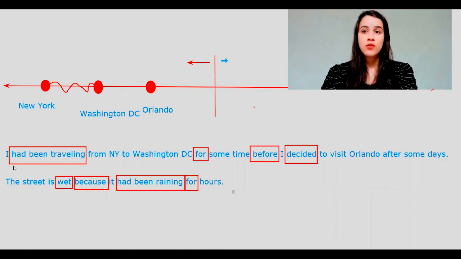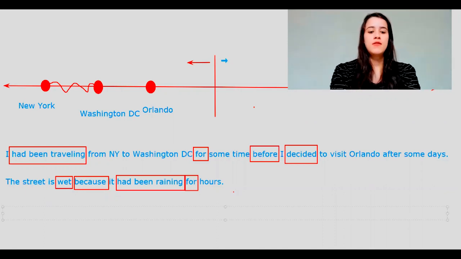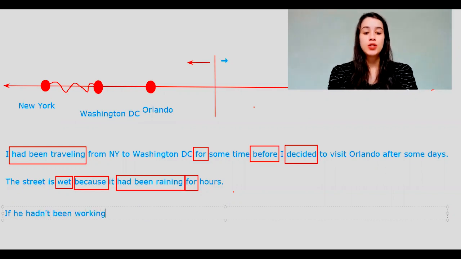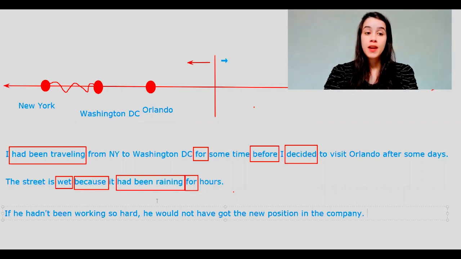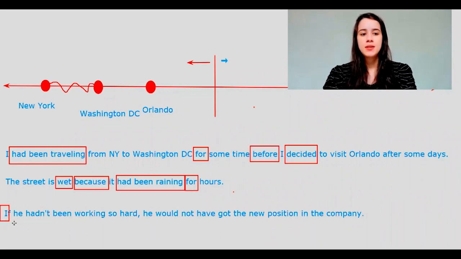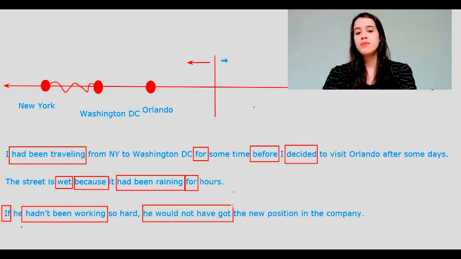Also, we can use this tense for the third conditional clauses, third conditional sentences. For example, if he hadn't been working so hard, he would not have got the new position in the company. So here we have if, that is conditional, and then we have a past perfect continuous clause, and we have a clause formed by would and present perfect. So this kind of sentence is called a third conditional sentence, okay?